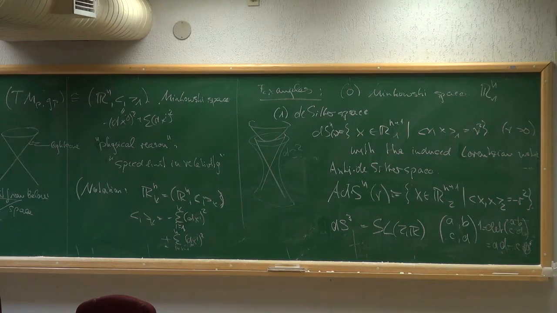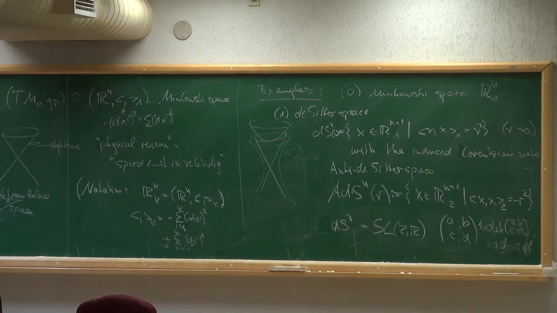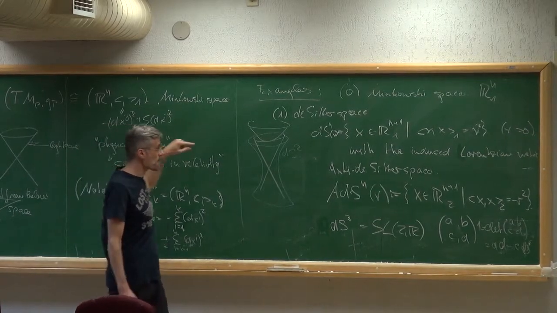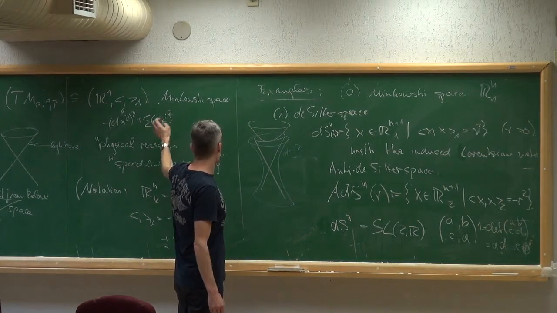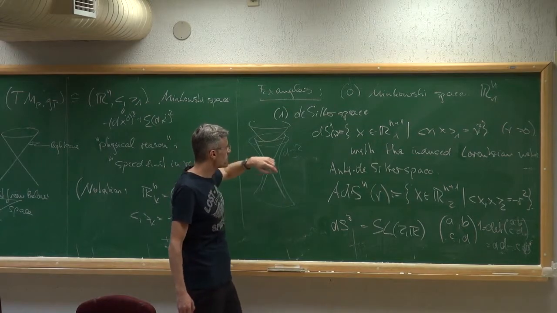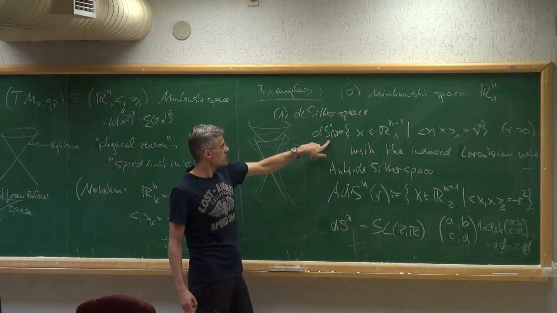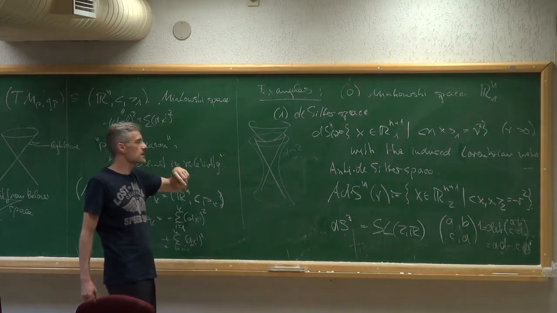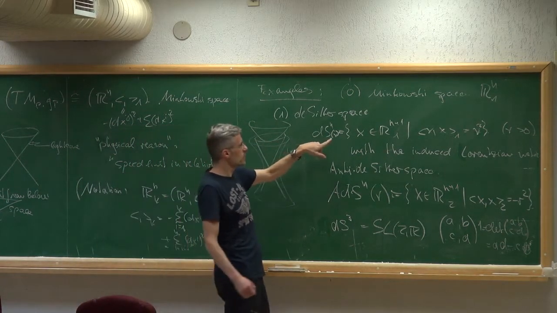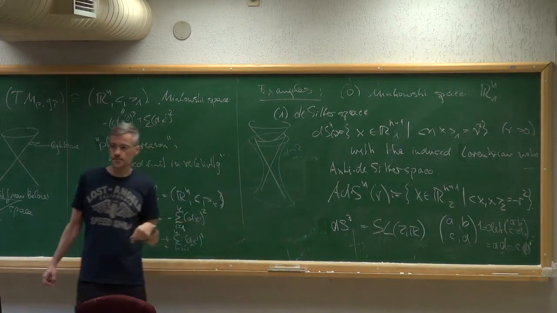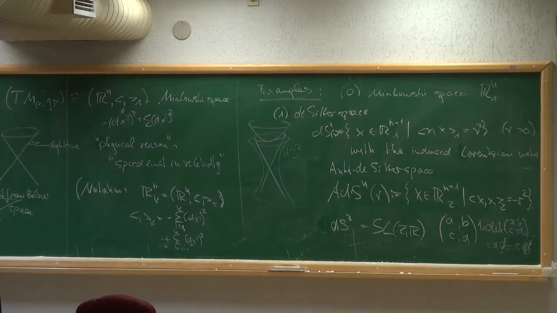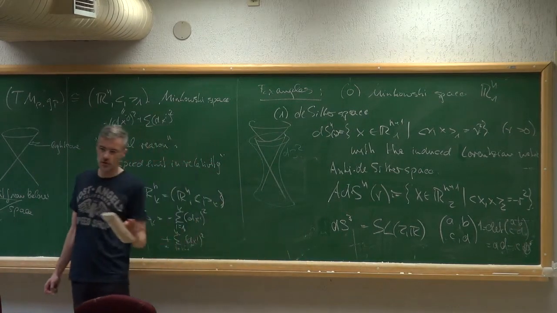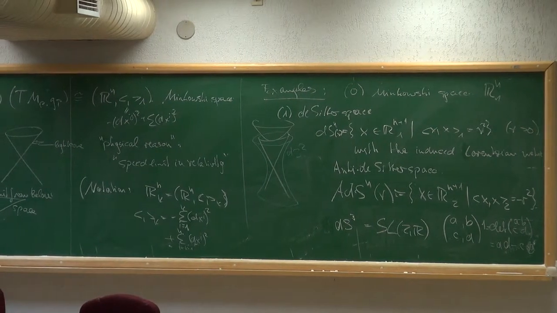So Minkowski space, of course, is the space of vanishing sectional curvature. The universal covers of these two are the unique simply connected spaces of sectional curvature positive and negative. From the physics point of view, that is, of course, not terribly interesting, even though there are applications of this.